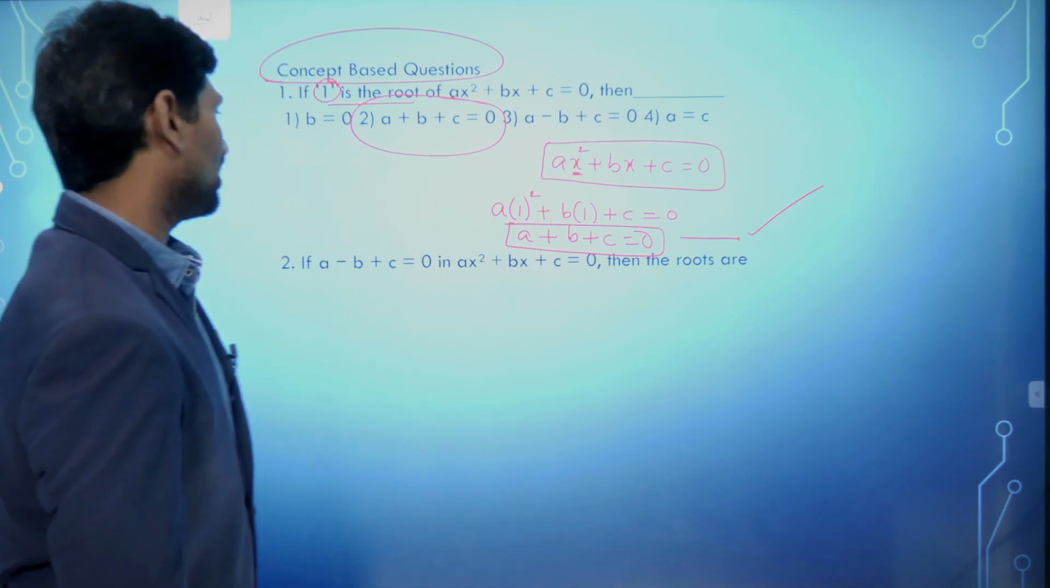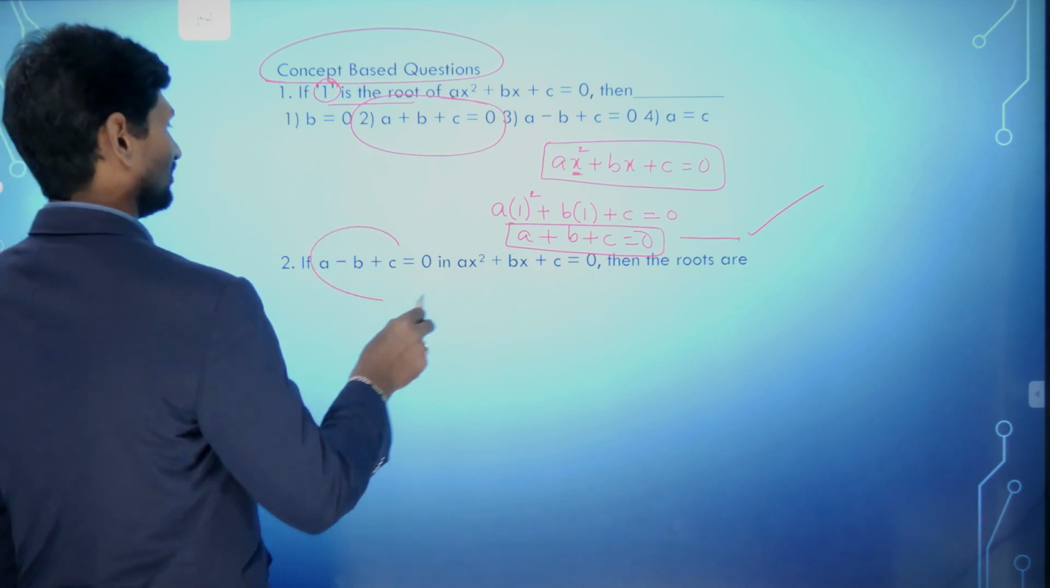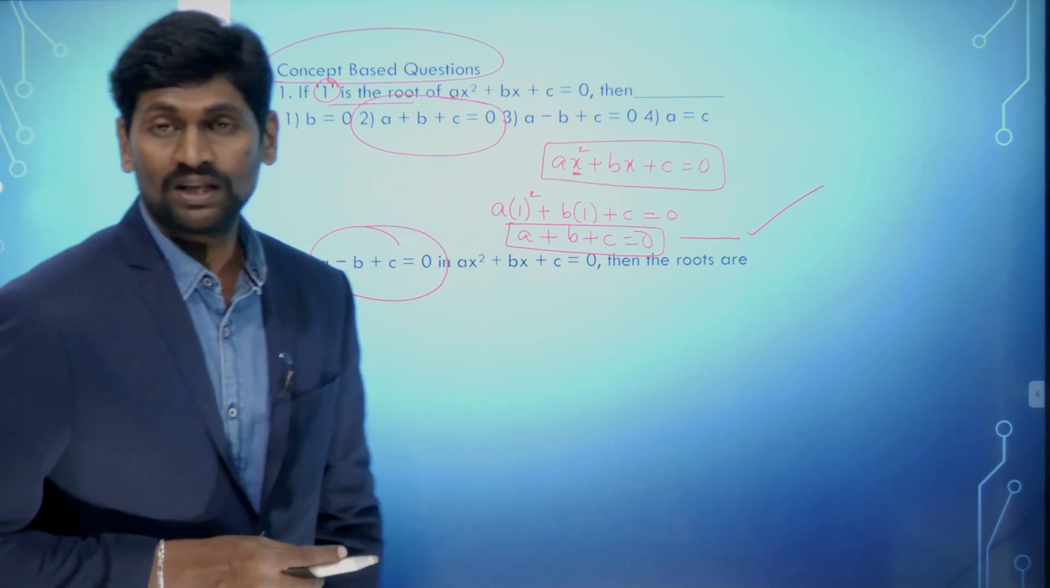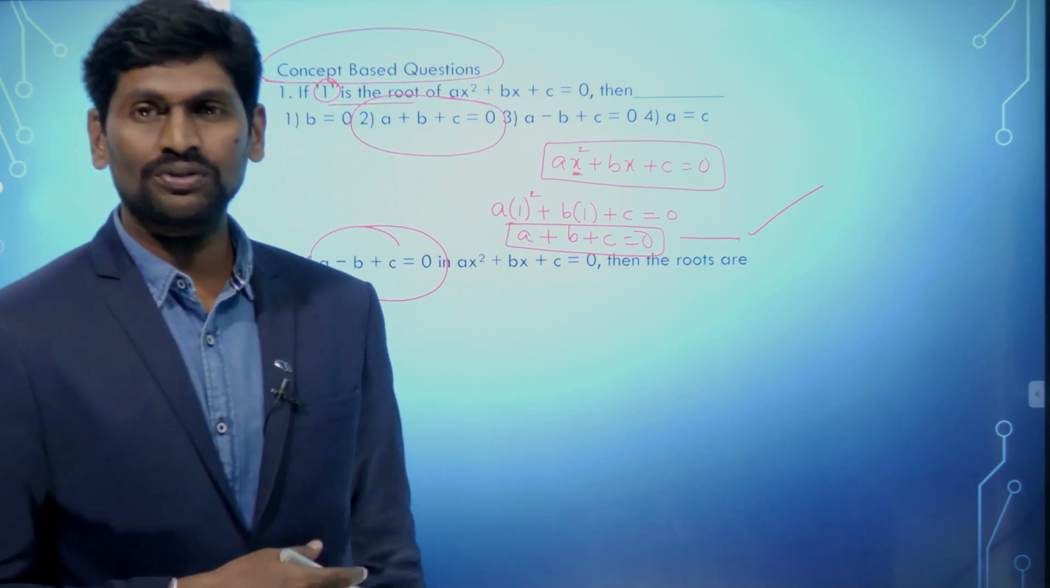Right. Second one, what is the second condition? A minus b plus c equal to 0. Now tell me, what are the roots?